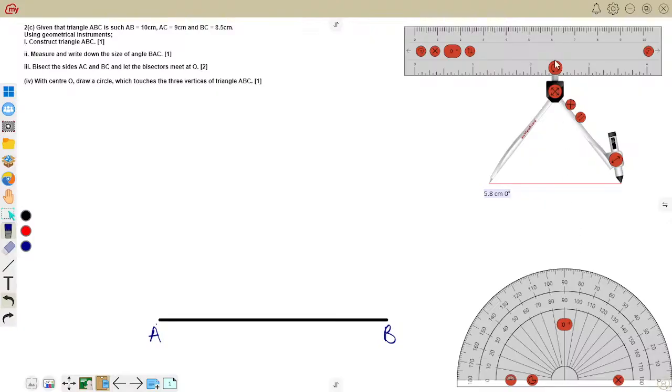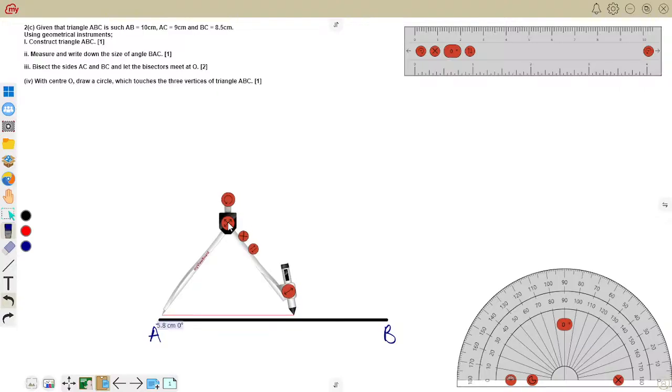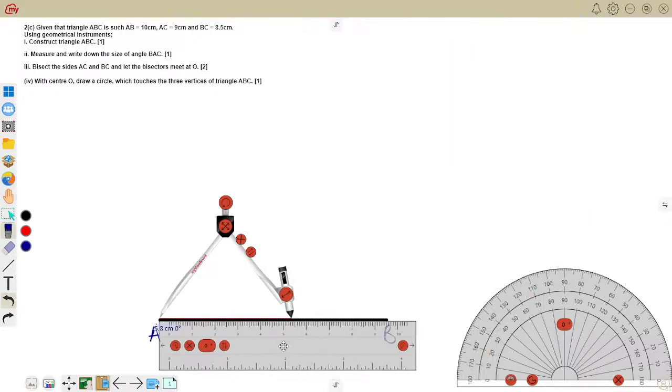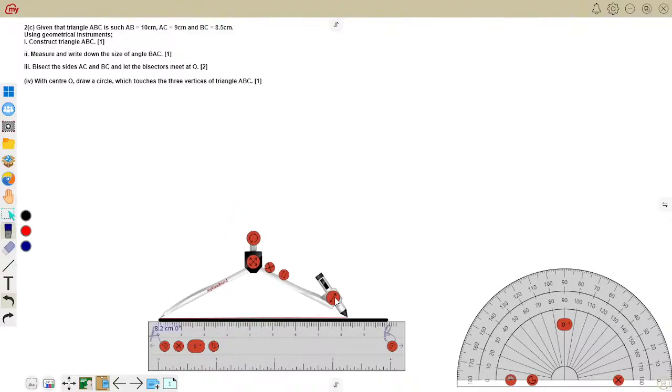We bring the compass here like this. Then, as we bring it onto the line, we also bring the ruler again like that, for it to be easier for us. So I just extend this line up to 9 centimeters, since AC is equal to 9 centimeters.